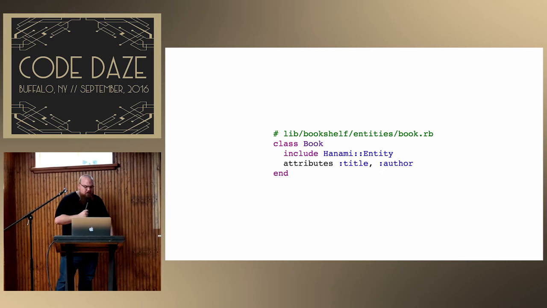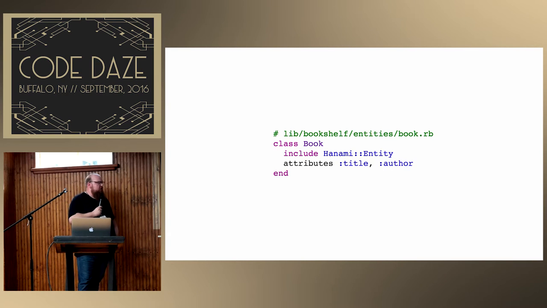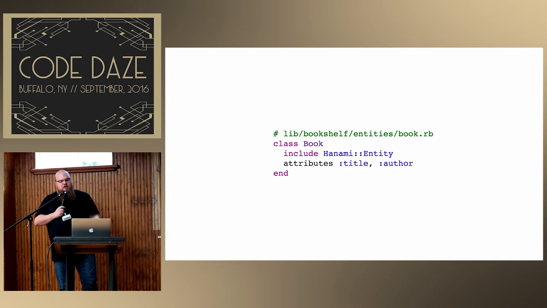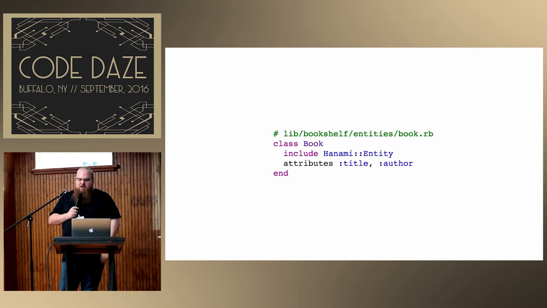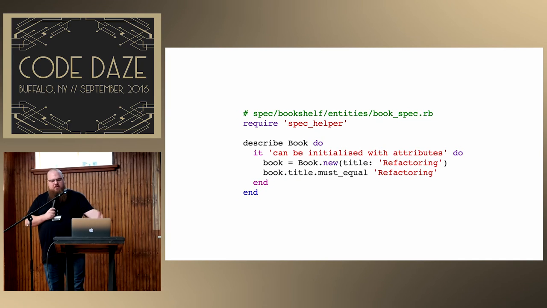sure enough, it's just a class named Book. We define some attributes, so we want a book to have a title and an author, and then we just want to bring in the Hanami-related functionality by including Hanami::Entity. An example of what that brings in is that it's automatically going to have an attribute for ID, things like that, so we don't have to explicitly call that. And then there's an example of a test, a little backwards on DDD, sorry.